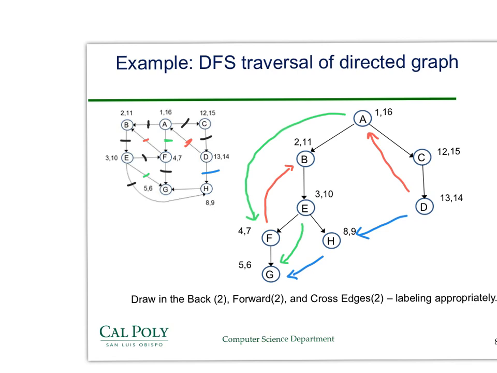So make sure you understand how these work and the informal definition that I've given you so far. A back edge goes from a descendant to an ancestor, a forward edge goes from an ancestor to a descendant, and a cross edge is just an edge that goes between two vertices that aren't directly related.